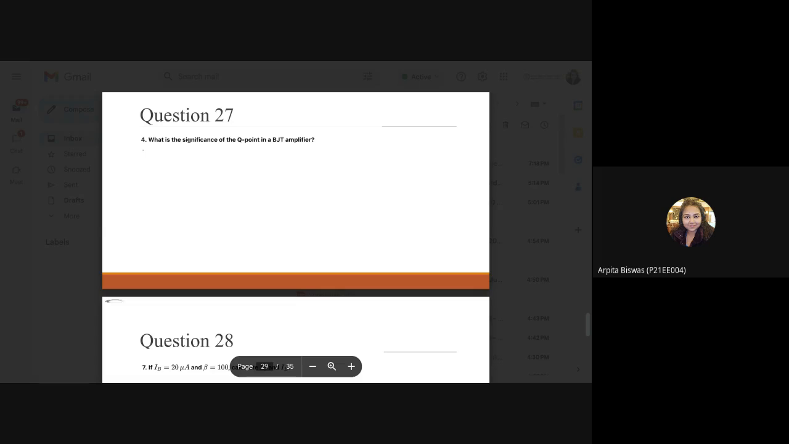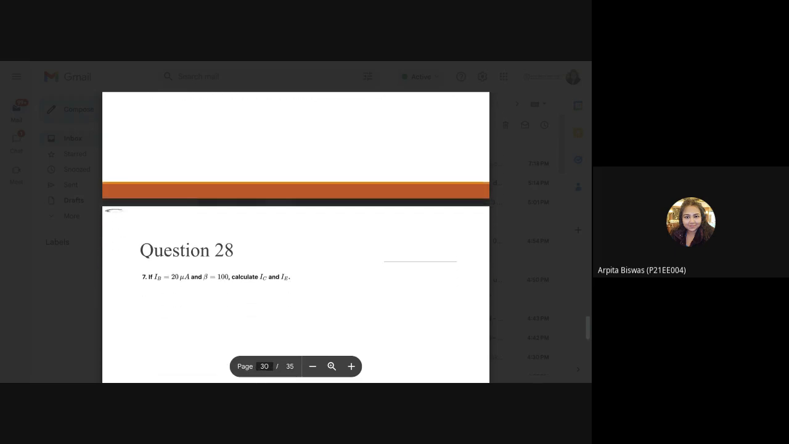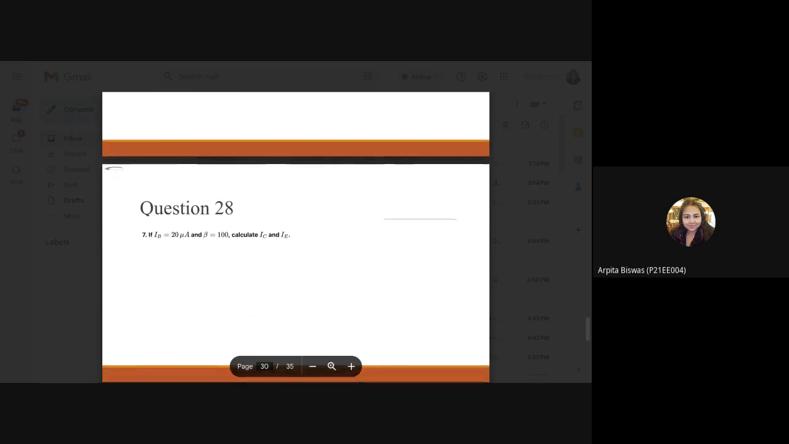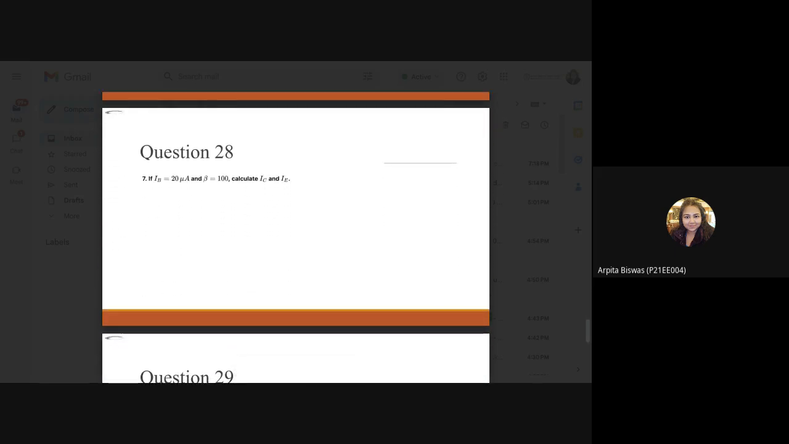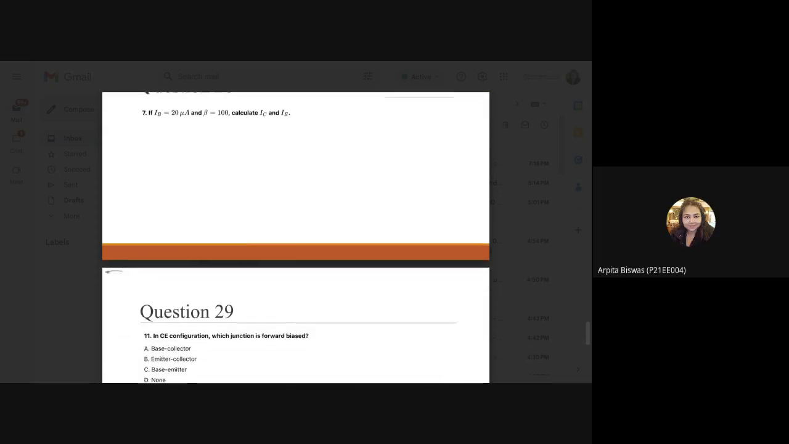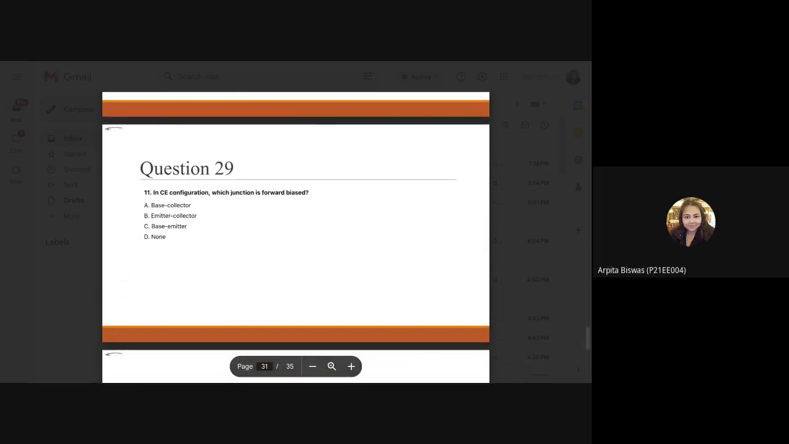Okay, so moving toward question number 28. Here also is a small numerical, like IB is given, beta is given, and again calculate the IC and IE. So what is the value of it? 2 milliamps and 2.02 milliamps. Yes, good.